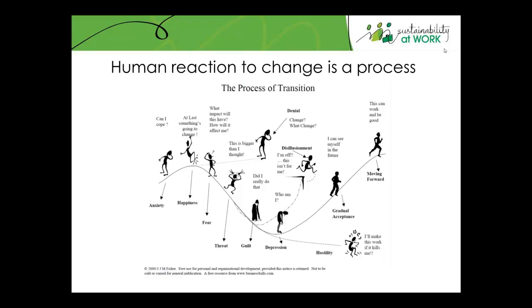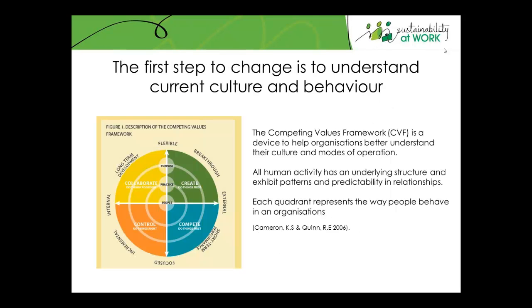And this framework, the competing values framework, has been used for more than 20 years. It's a device to help organisations better understand their culture and the different modes of operations. Each quadrant represents the way people in organisations process information or learn about their environment, organise, lead, participate in a team, or create value for customers.